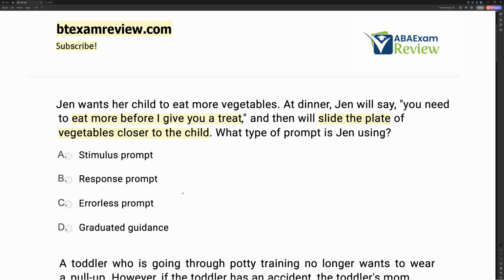C, an errorless prompt. With an errorless prompt, we are preventing all errors from occurring. If Jen is only sliding the plate of vegetables closer, errors can still occur, so this is not an errorless prompt. And then D, graduated guidance. Graduated guidance is a type of physical prompting where we use just as much physical prompting as necessary, and then we fade it. This is not graduated guidance because it is not a physical prompt. The type of prompt that Jen is using is a stimulus prompt because she's acting on the stimulus in the environment.